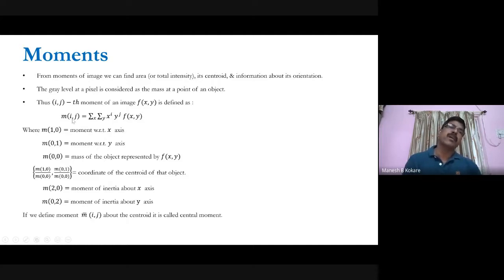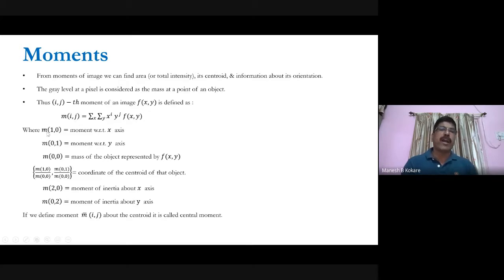Now if you are considering i as 0 and j equal to 1, in that case x raised to i will be 1, and y raised to j, that is y raised to 1, will be equal to y, so y into f of x, y. So this will be the moment with respect to the y-axis. You can find the different values: if i equal to 0 and j equal to 0, in that case both values will be equal to 1, and with f of x, y you are just doing the summation over all pixels, so that will give you m00, the 0th moment.